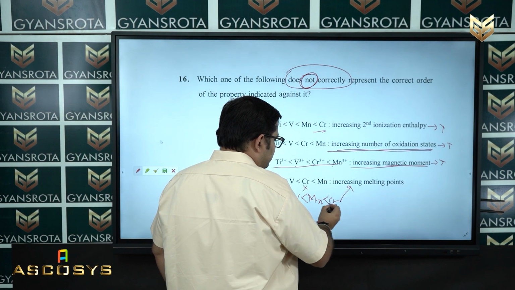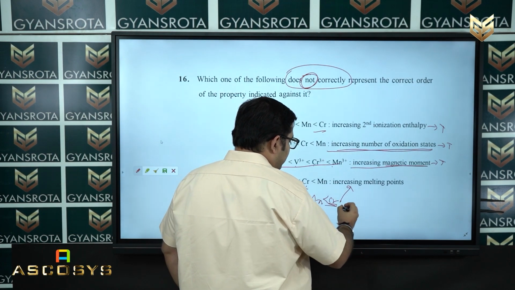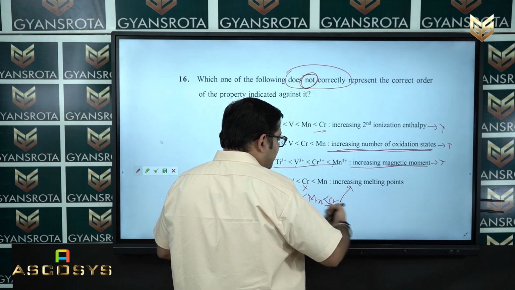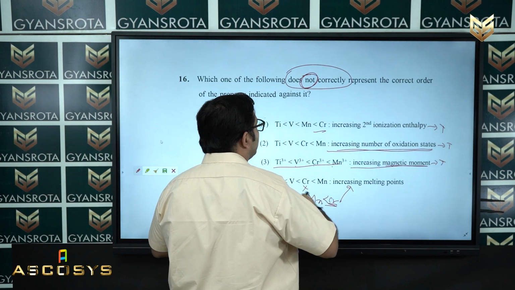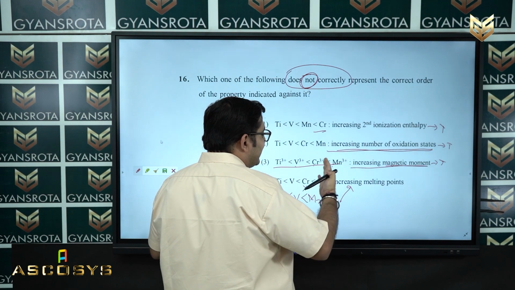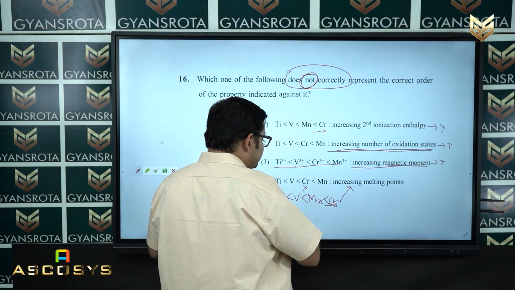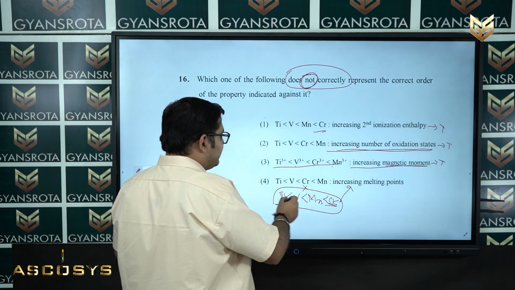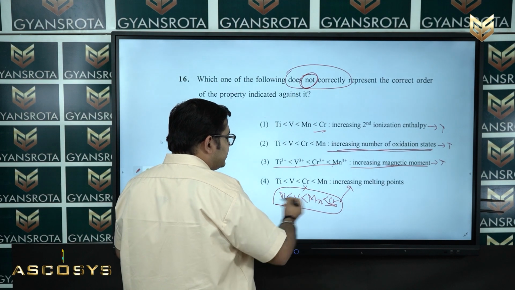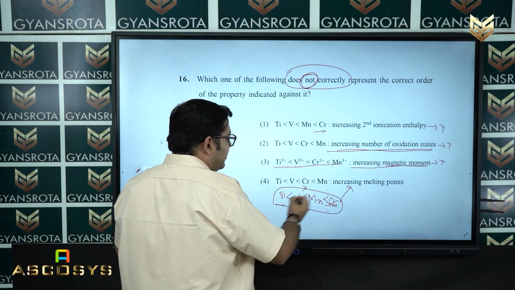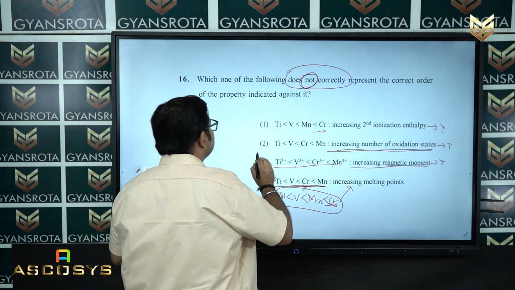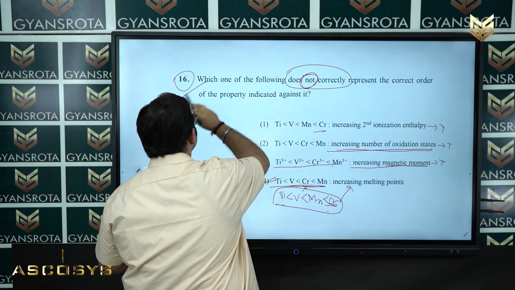The reason is, in chromium, the number of unpaired electrons is more, so the strength of metallic bonding increases. When the strength increases, we require more and more energy. As a result, the melting point increases. So, the correct order is titanium less than vanadium, vanadium less than manganese, and manganese less than chromium. This should be the order of increasing melting point. So, here the order is not correctly given. Option number 4 is the correct answer of your question number 16.